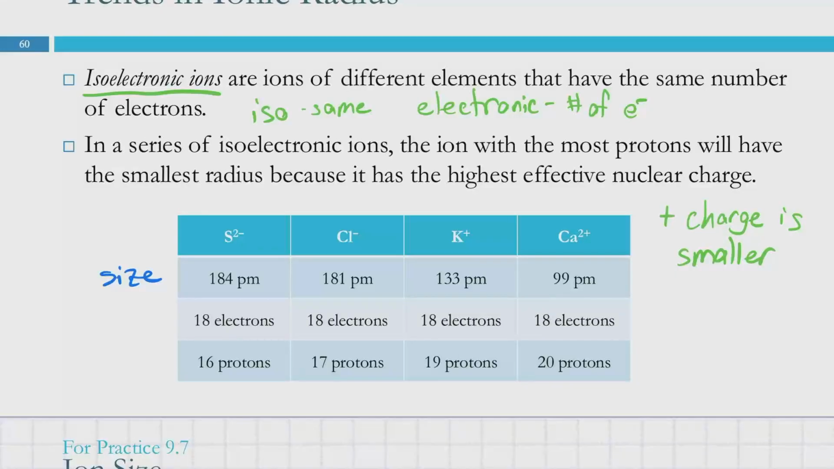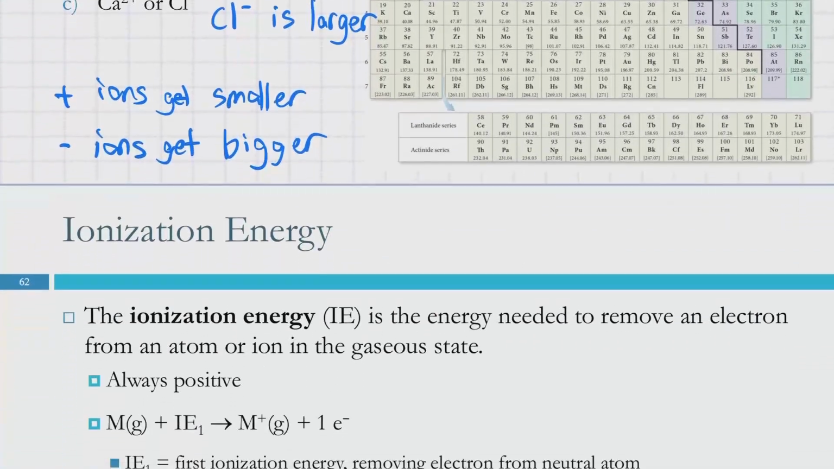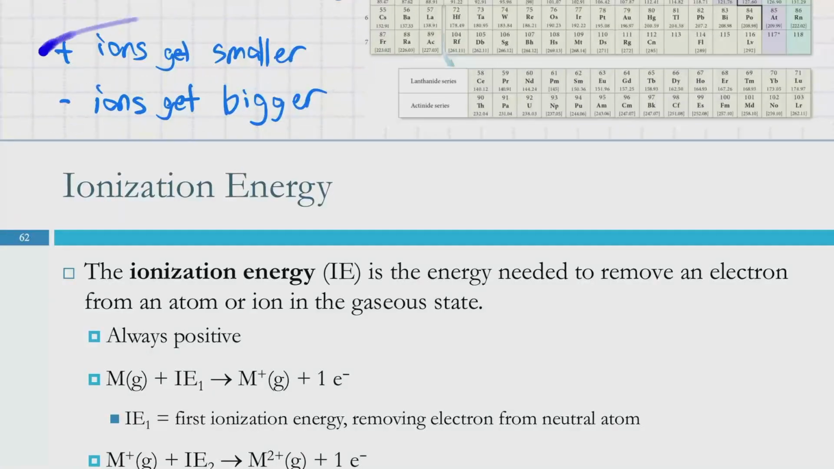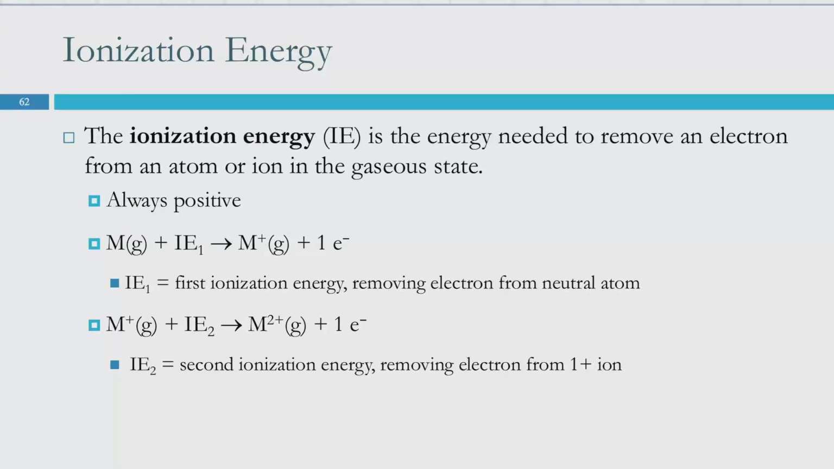Or radius. So notice that our S2 minus, our Cl minus, our K plus, our Ca2 plus, these all have the same number of electrons. These all have 18 electrons and different numbers of protons. Notice that our negatively charged sulfur, it's got the biggest negative charge, it's got the biggest size. Chlorine's a little bit smaller, 3 picometers smaller, and then our positive ions are significantly smaller. So negative ions are bigger, positive ions are smaller. That was our first-ish trend.